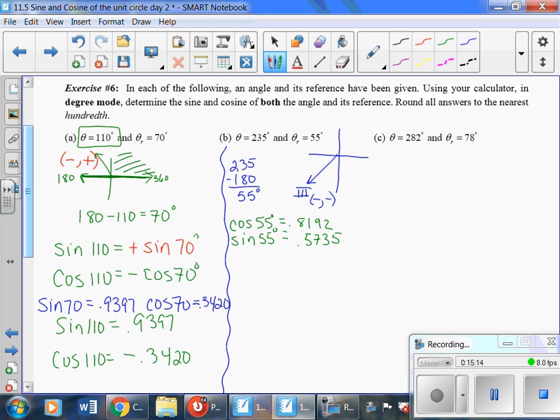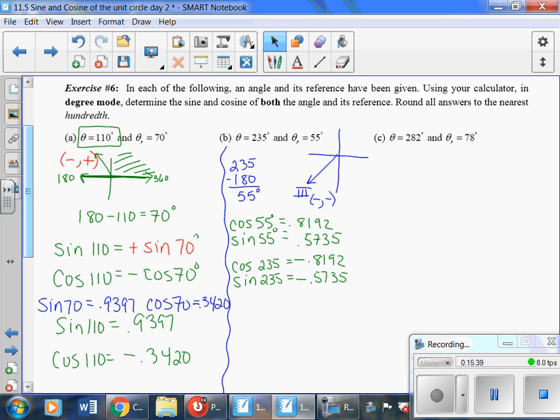All right, so now if we consider the cosine and the sine of our original angle, which is 235, that's going to be the same as our reference angle, except it's going to be negative. That might have been a little bit easier to understand than the first one. At least I hope it was. So why don't you pause the video just for a minute and see if you can do the same thing for C.